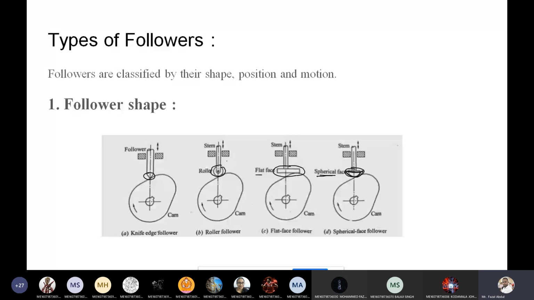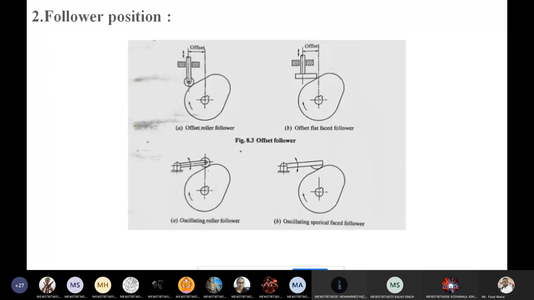See the axis of the follower here. Axis of the follower is passing through the center of the cam. It means this axis and this axis both coincide. So such type is known as inline follower. Another is offset follower. Offset follower is where the axis of the cam and axis of the follower are offset by some distance.